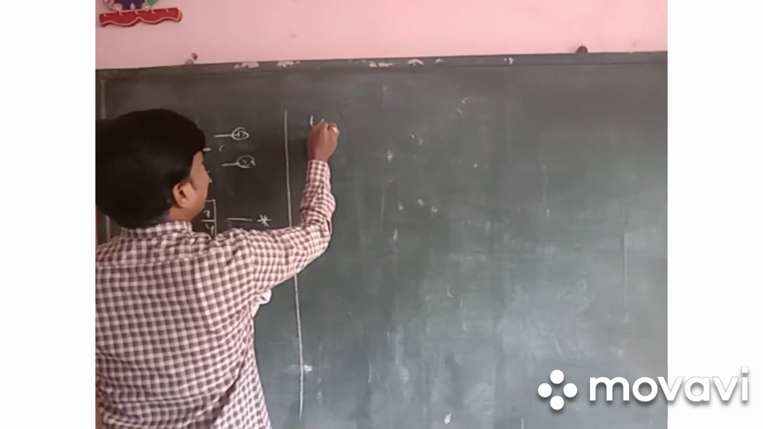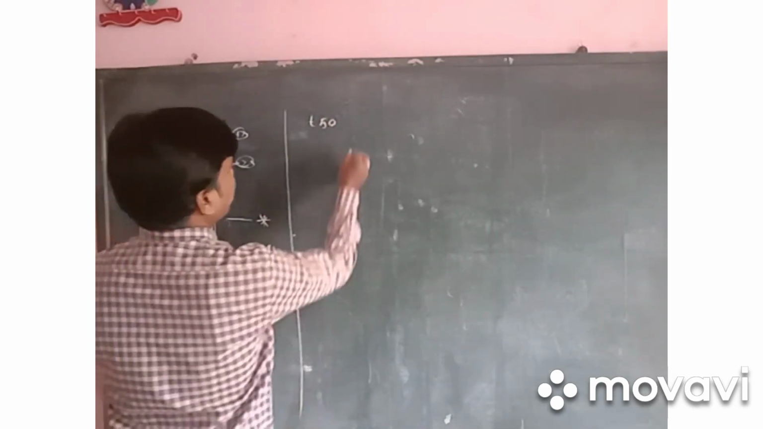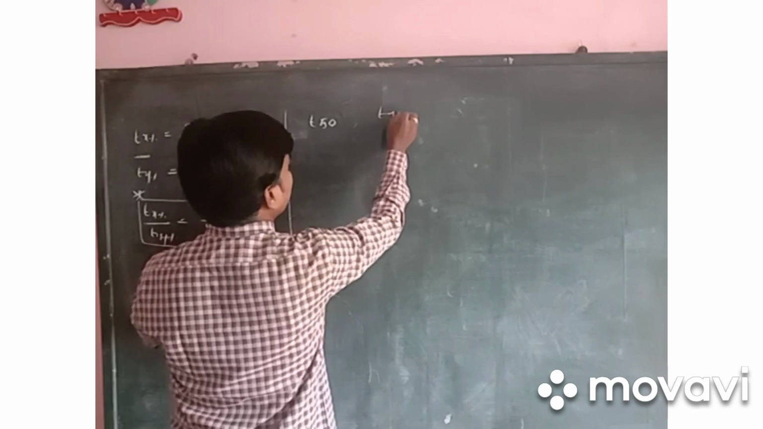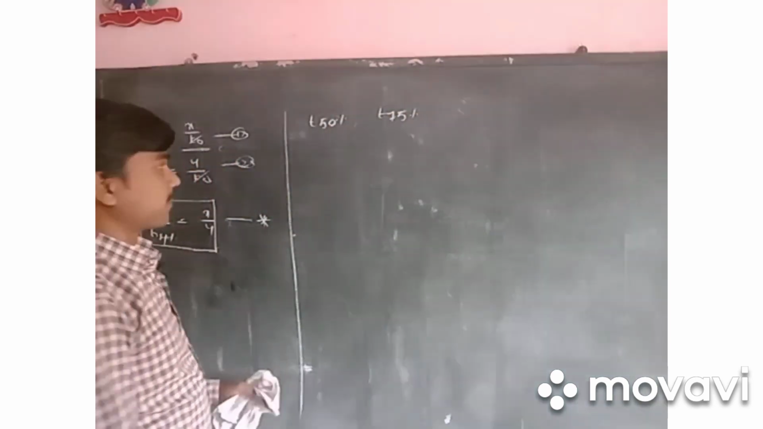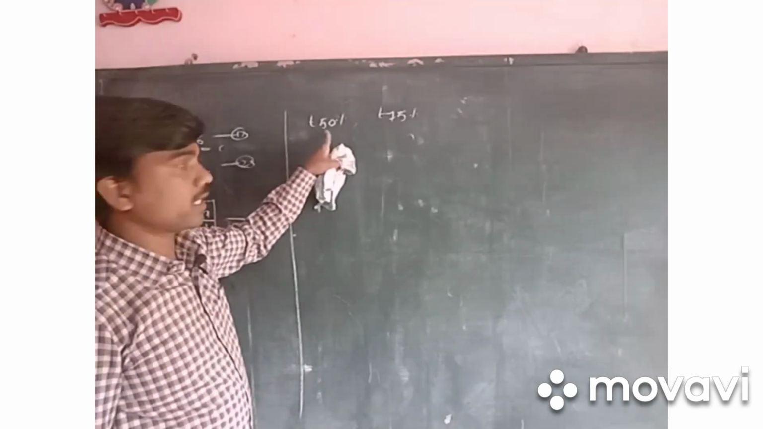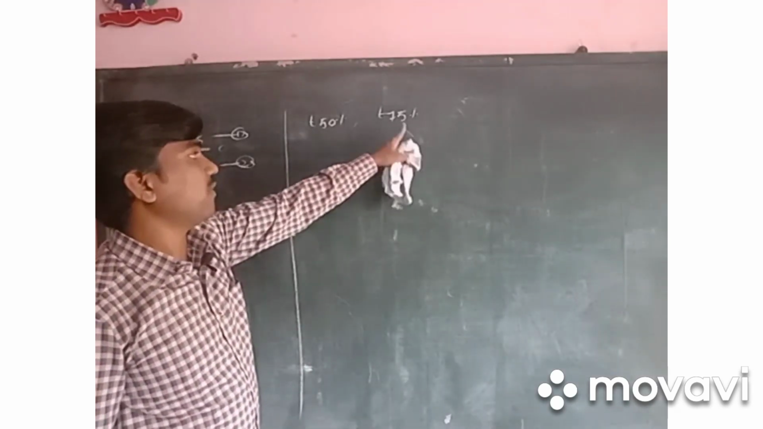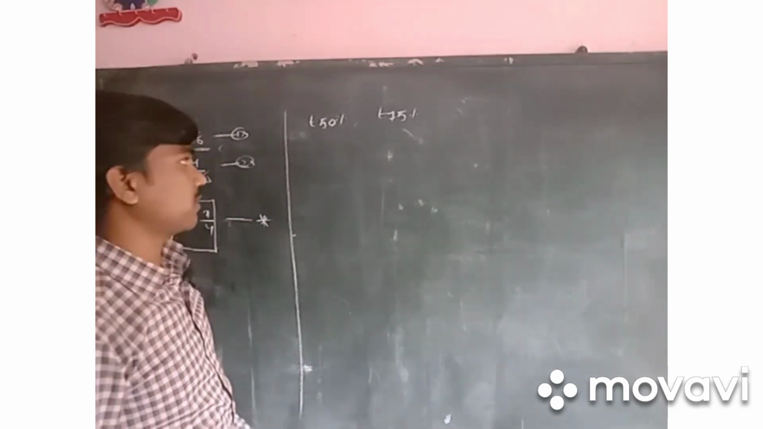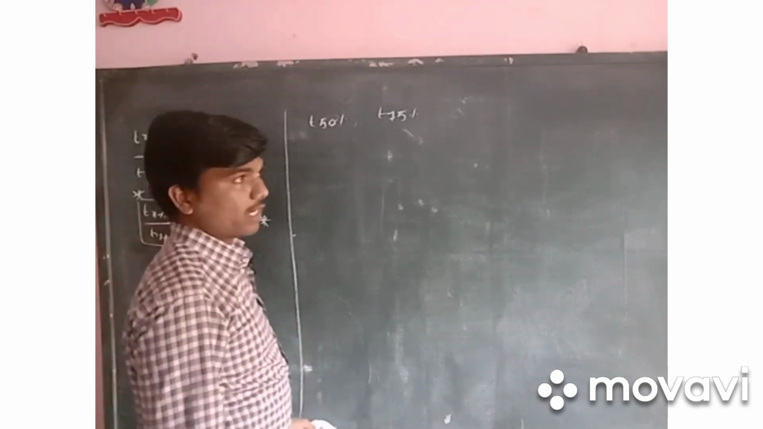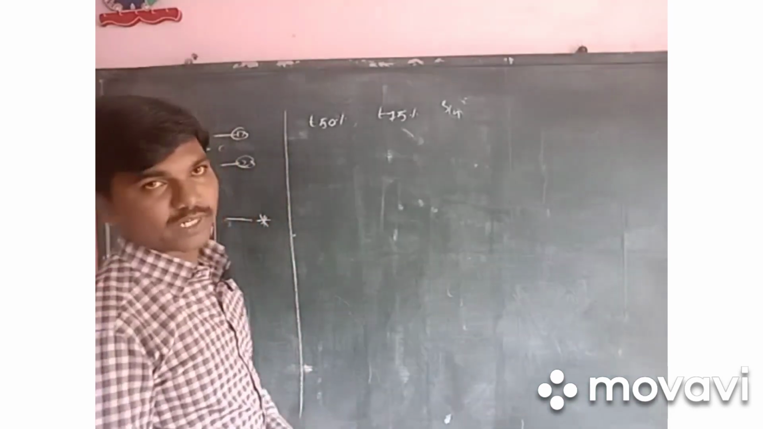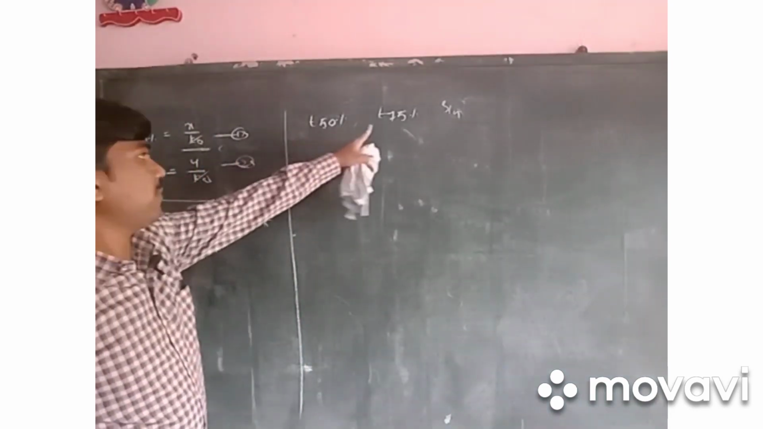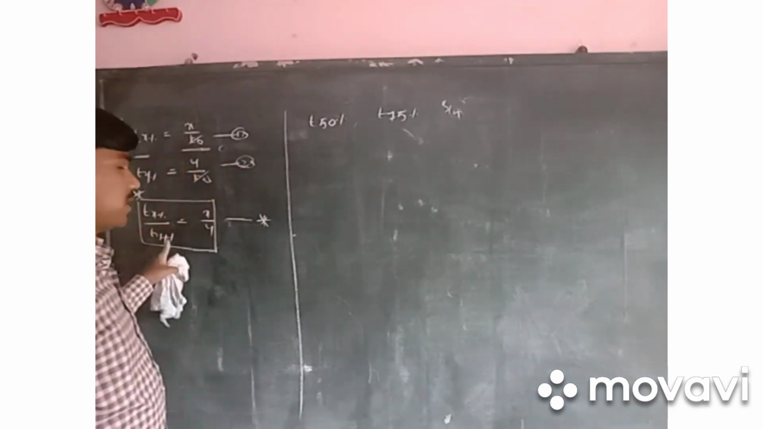One more thing, t50% is there. What is the relation between t50% and t75% in the case of a zero order reaction? t50 means t of half, we can say. t75 means 3 by 4th part of completion of the reaction. How much time will be required to complete 3 by 4 part of a reaction? We call it t75%. This we can solve by using this equation.